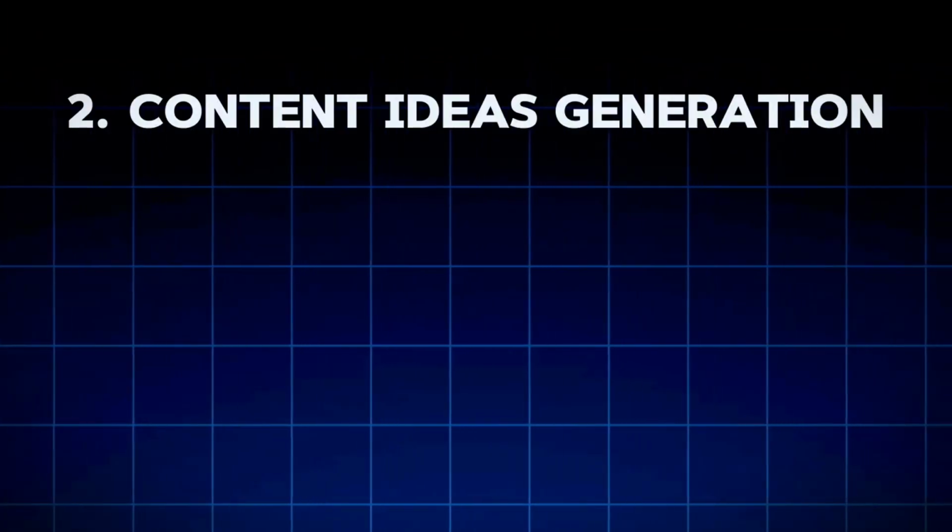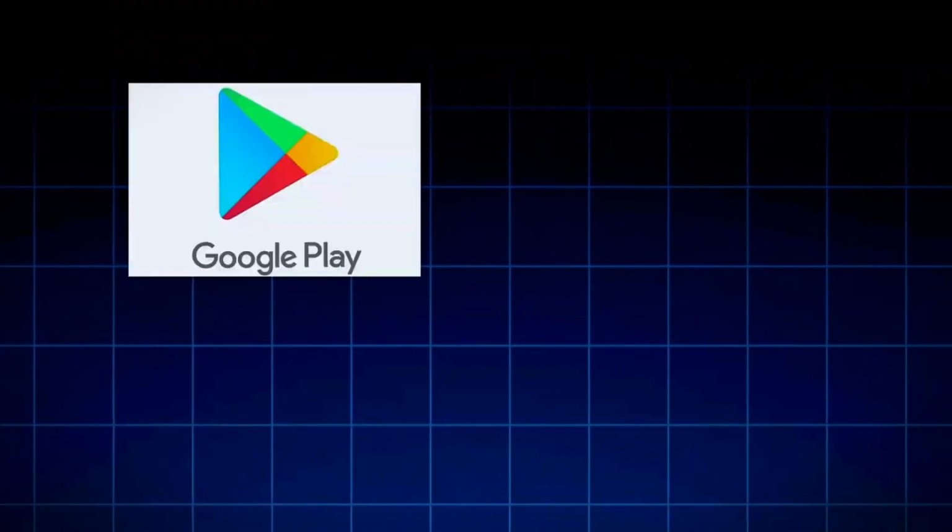At number 2, we have content ideas generation. And for this, I use ChatGPT. This is a very good AI tool that you can use to get content ideas, title generation, the text that you can add on your thumbnail, things like this. You can use ChatGPT for. It is so good for it. And to download the app, you can just get it either on your Google Play Store or your App Store.